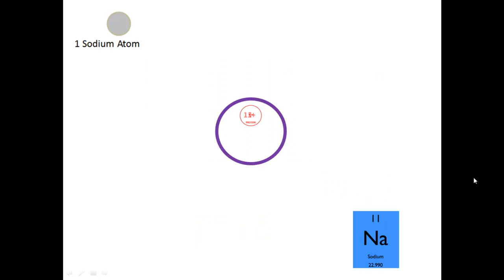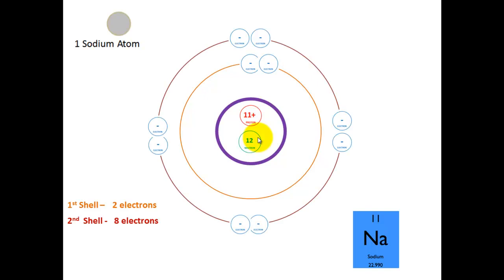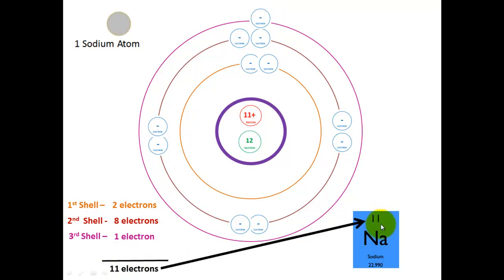So let's have a look at the sodium atom. We've got 11 protons and we've got 12 neutrons. We've got 2 electrons in the first shell, 8 electrons in the next shell, and 1 electron in the third shell there. So we've got a total of 11 electrons. And this is what we should have according to the periodic table and the atomic number in a neutral atom. Electron configuration of 2, 8 and 1. So it's got 11 protons, 11 electrons, so overall charge of 0.